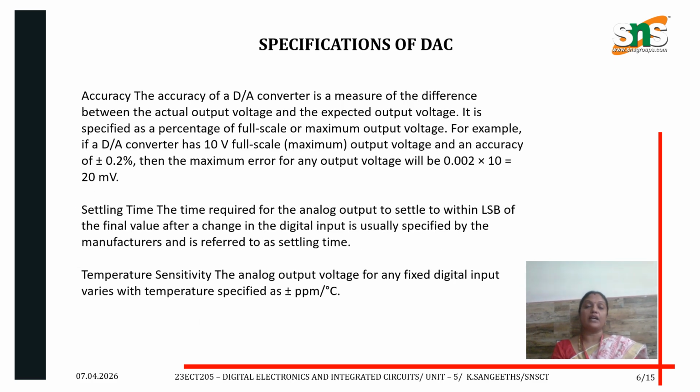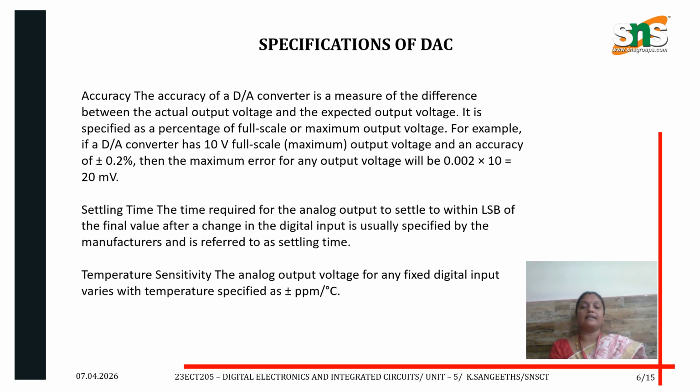And the next one is accuracy. It is the measure of the difference between the actual output voltage and the expected output voltage. For a 10 volt full scale maximum range, the output voltage has an accuracy of 0.2%. For example, for a 10 volt full scale, the accuracy may be plus or minus 20 millivolt.